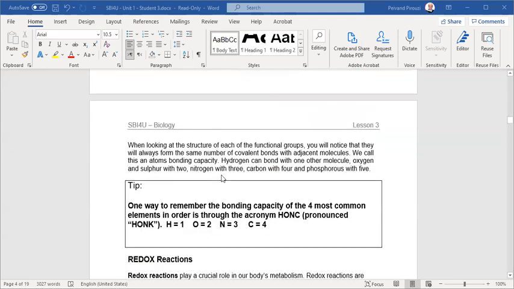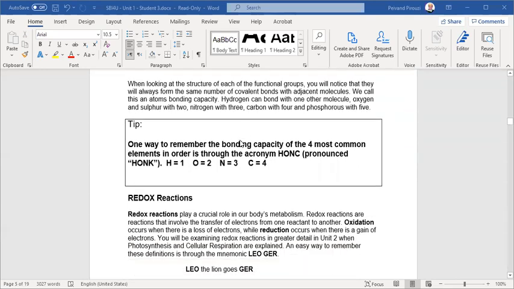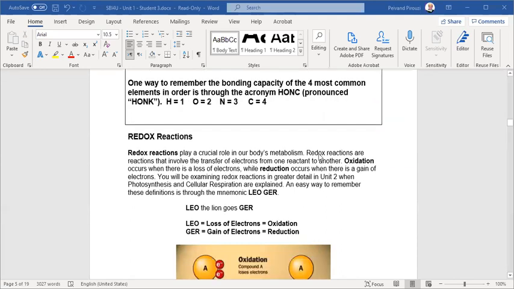And then we are going to now look into the structure of each of the functional groups. First of all, let's talk about what is a redox reaction. A redox reaction is oxidation and reduction. So redox: reduction, oxidation. They have a crucial role in our body's metabolism. Redox reactions are reactions that involve the transfer of electrons from one reactant to another.